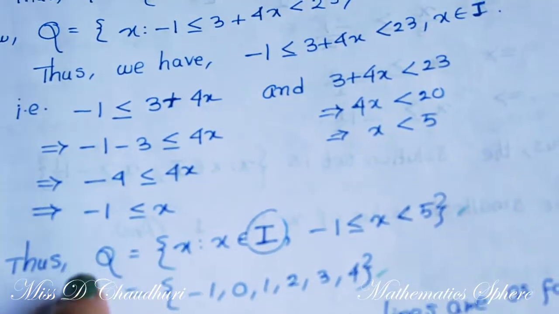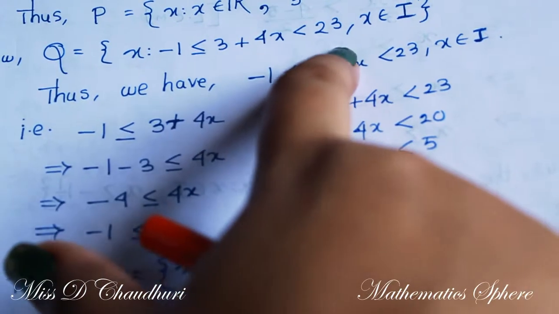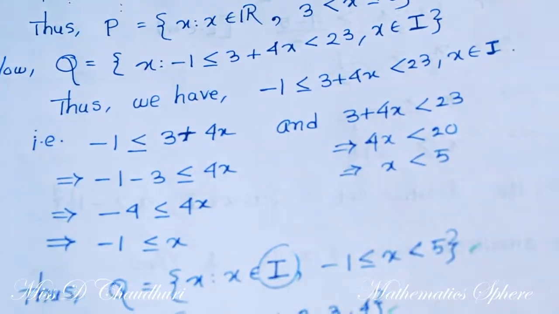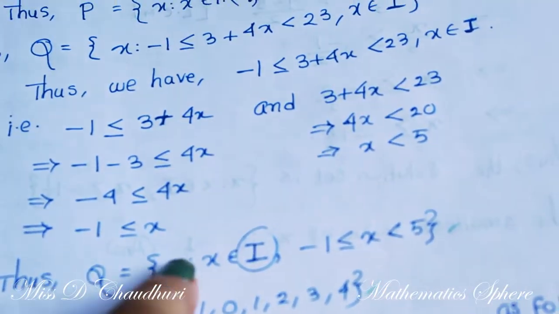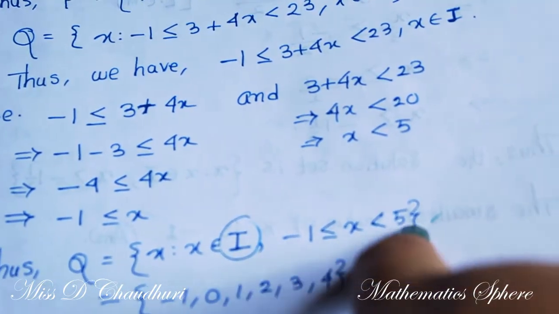Okay, so we are going to write it as Q equal to, because Q was this one only. Now, when we have already solved it, Q becomes this one, so Q equal to x such that x belongs to I, integer, and we are writing the range of x.